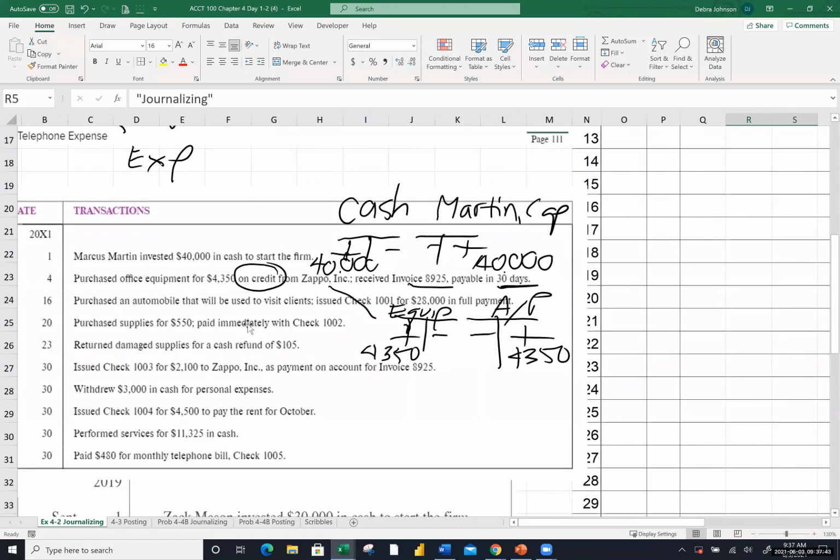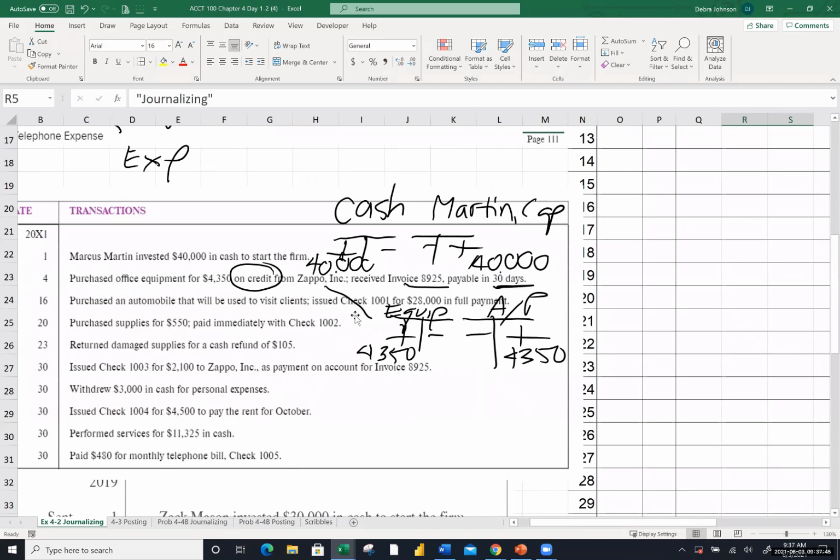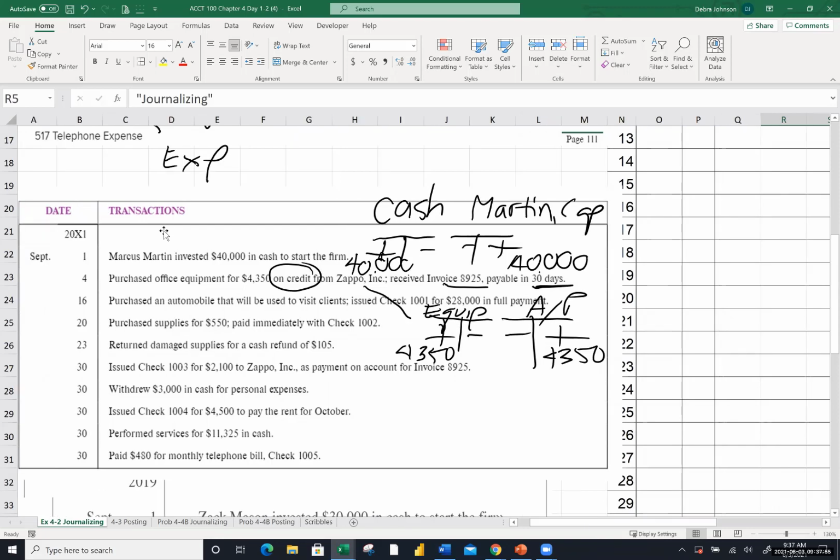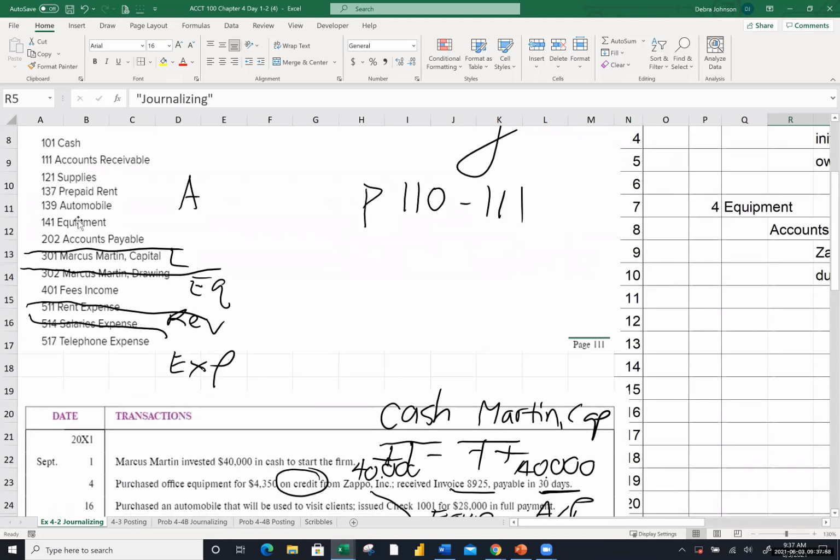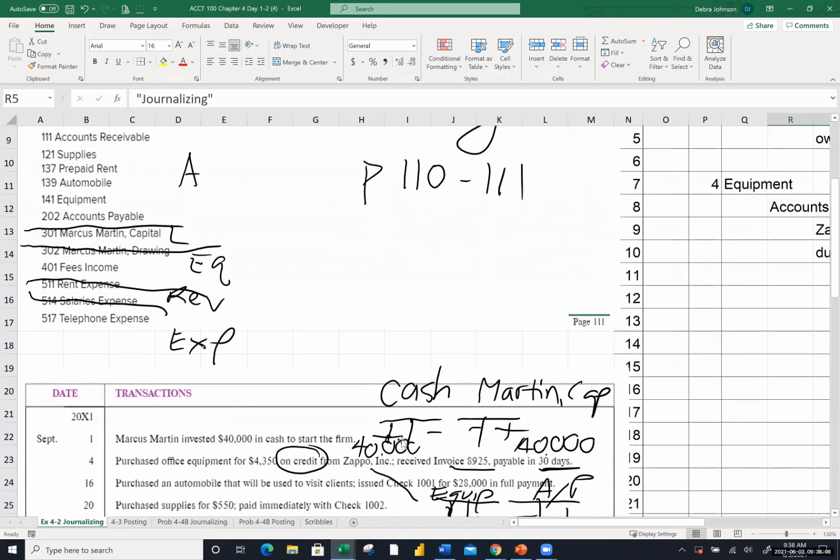Purchased an auto that will be used to visit clients, issued a check for $28,000. Okay, so again, mental mechanics. Think about the two accounts. Auto is an asset, so let's go look at their assets and see what the best choice is. Here's their assets. It looks like automobile, right? They may have called it car. That's why I was taking a look. They called it automobile. That would be our debit. And since they wrote a check for $28,000, cash would be my credit.